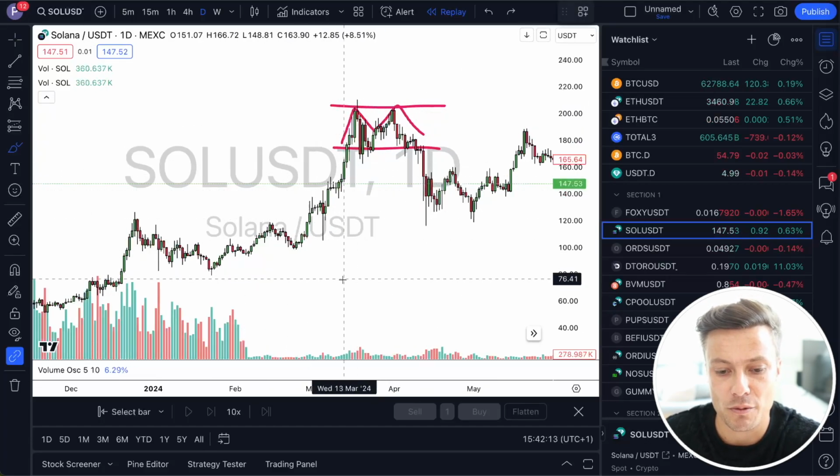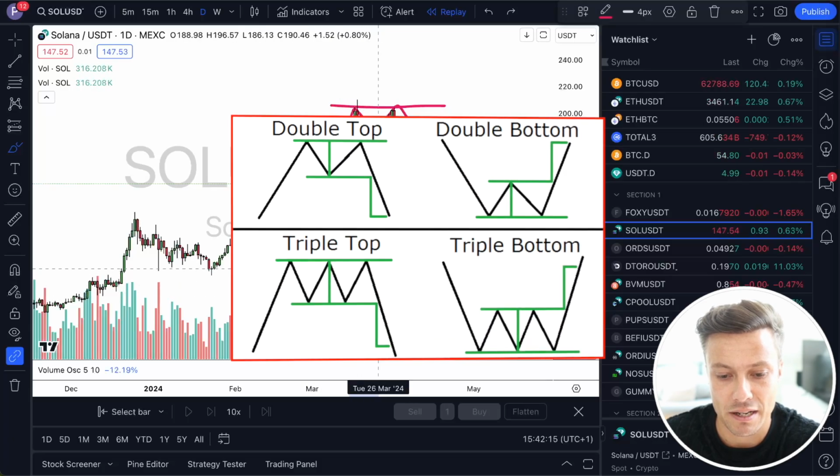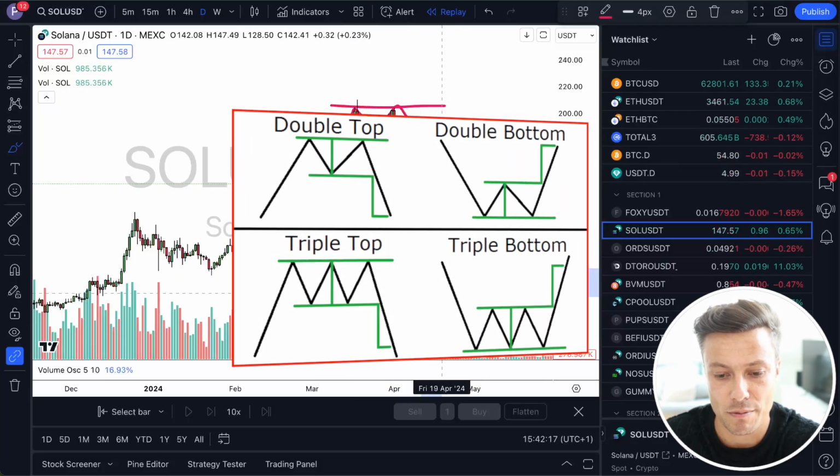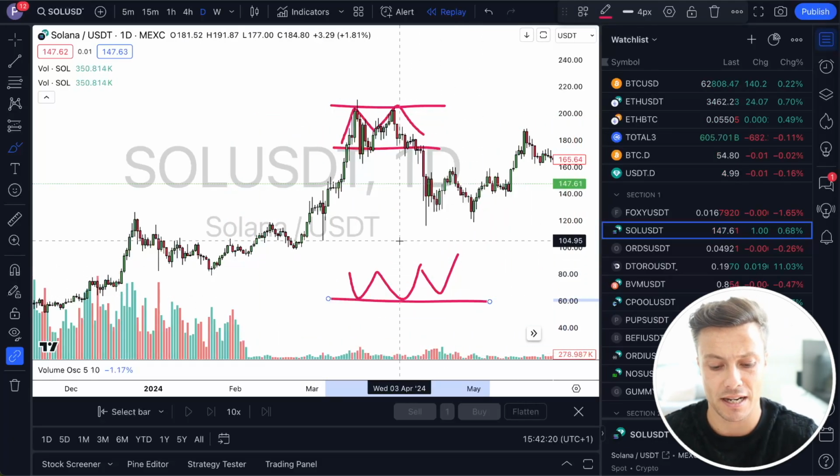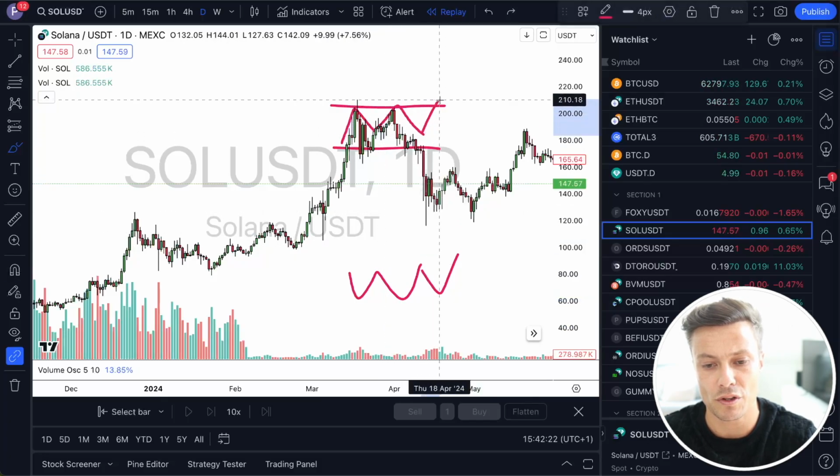Now, this is on the top side. Obviously, on the bottom side, we get similar double bottom patterns, sometimes triple bottom patterns, and this indicates that we are likely to go higher, or on the top, lower.